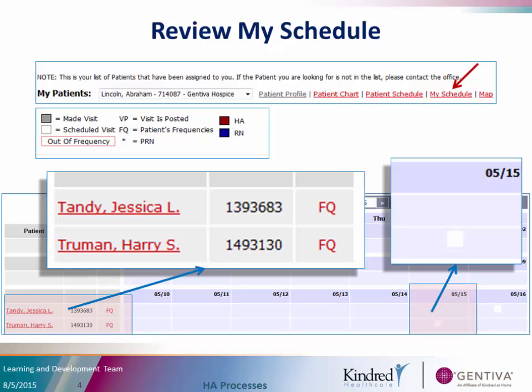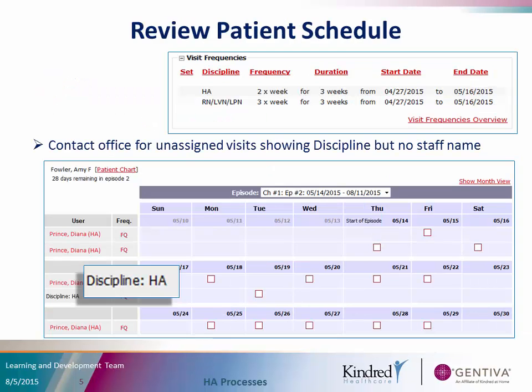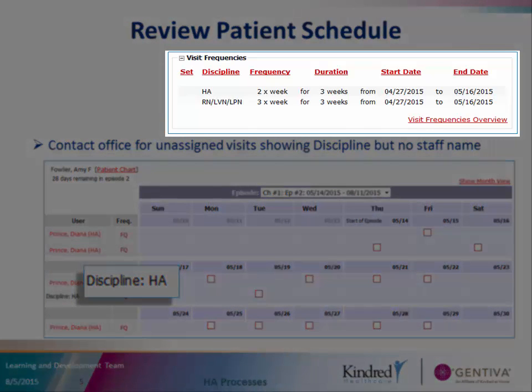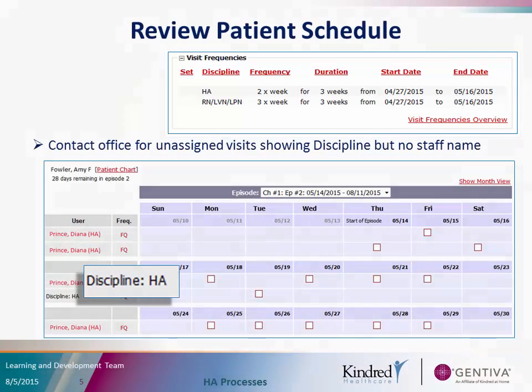You can view the patient schedule by tapping on the patient's name in the My Schedule screen or from the main menu by tapping the Patient Schedule link. In the patient schedule screen, you see the frequency and duration that has been assigned for disciplines at the top right of the screen. The calendar is an entire benefit period and not just a month like we saw on the employee screen.